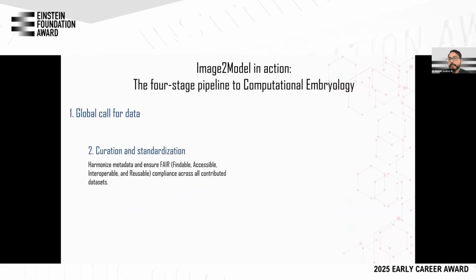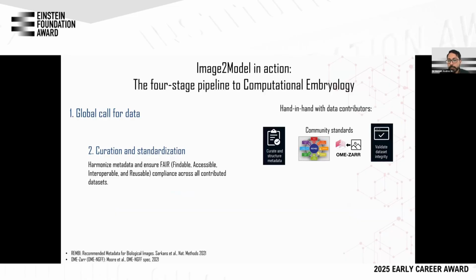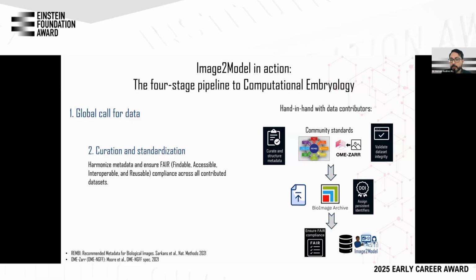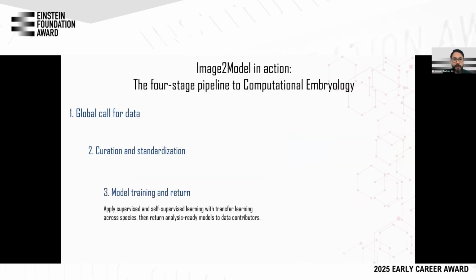So what do we do next? We do curation and data standardization. This is hand-in-hand work with the contributors. We curate the data, checking that all the information is there with the correct standards. We follow the community standards, recommended metadata for bioimage analysis, and OME-Zarr, the format specialized for standardizing bioimage data. Then we load the data in the BioImage Archive, and you get a persistent identifier. Once we ensure FAIR compliance, we add the information to the database and the website of Image2Model.